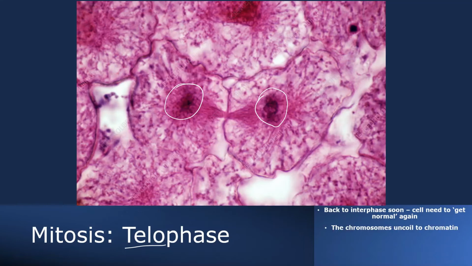So we have to get normal. Chromosomes must uncoil, uncondense back to their very opened chromatin state, which we'll need to use in G1 coming right up. A new nuclear envelope has to form. The nucleoli have to reappear because we're about to enter interphase right after this.